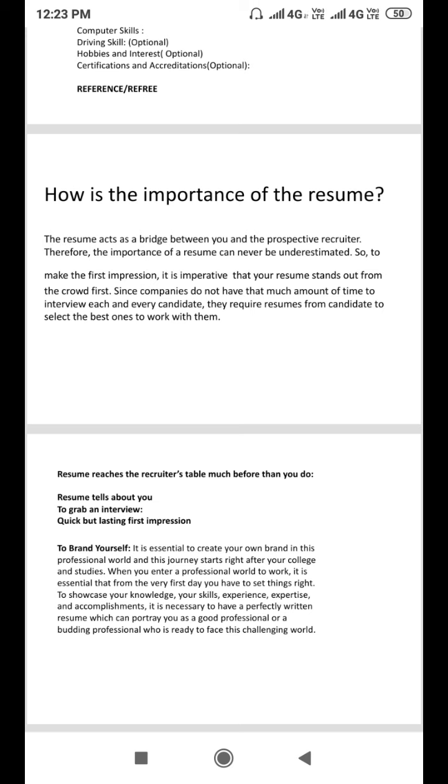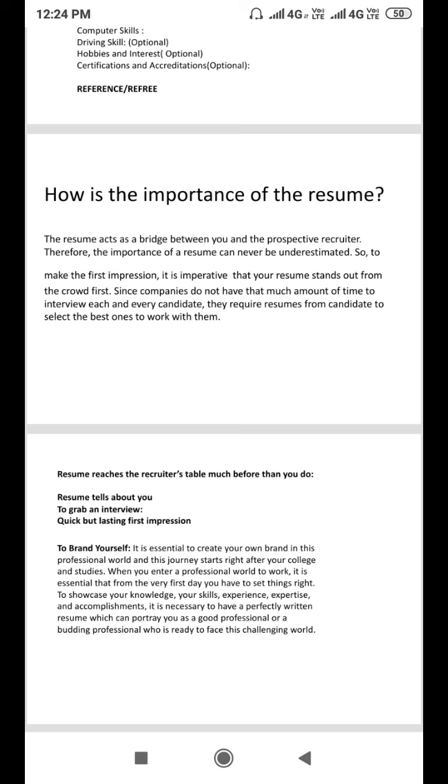So to brand yourself, it is essential to create your own brand in this professional world, and this journey starts right after your college studies. When you enter the professional world to work, it is important that from the very first day you start making things right to showcase your knowledge. The resume shows your knowledge, your skills, your expertise, experience, and your accomplishments or success.